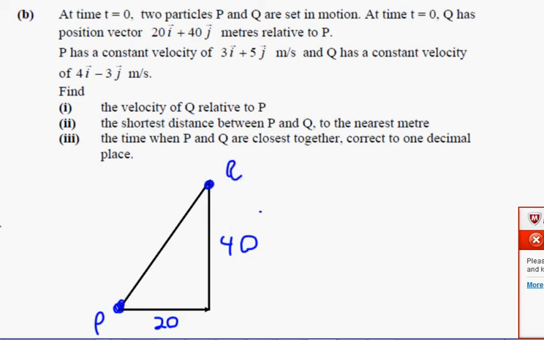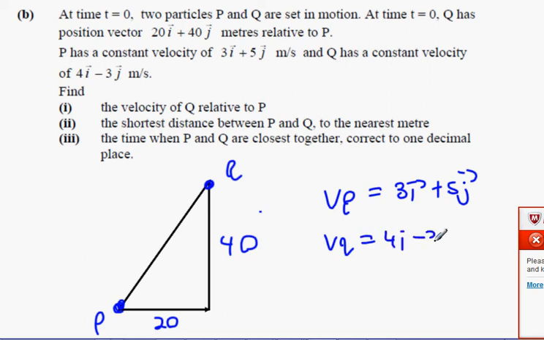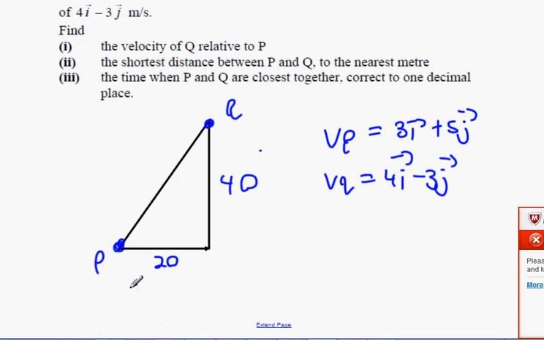Now, find the velocity of P relative to Q. v_P is 3i plus 5j. v_Q is 4i minus 3j. And then what we're going to do is take them away from each other. So we're going to get v_QP, velocity of Q relative to P.